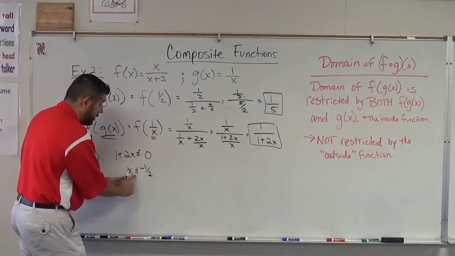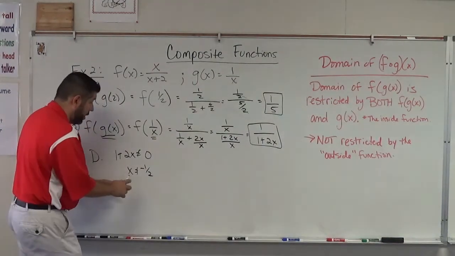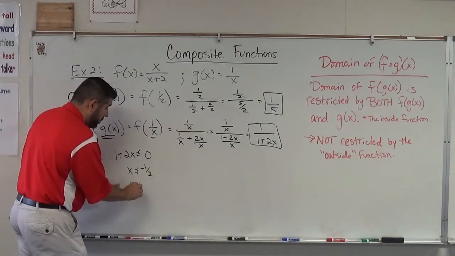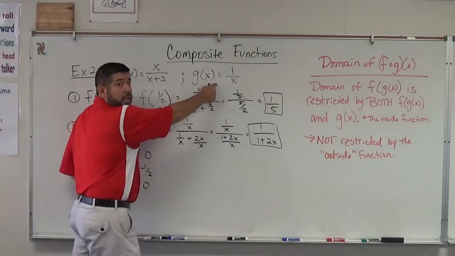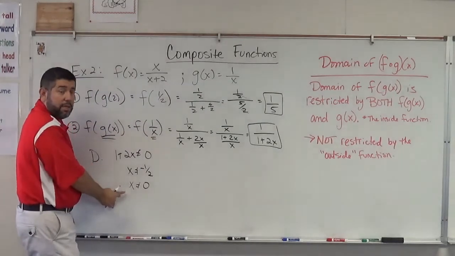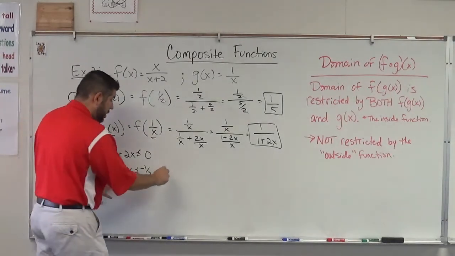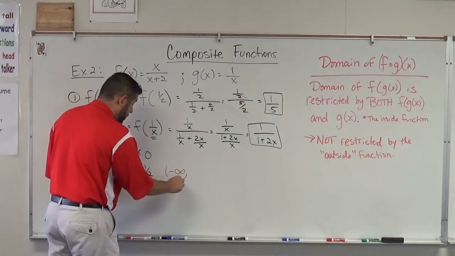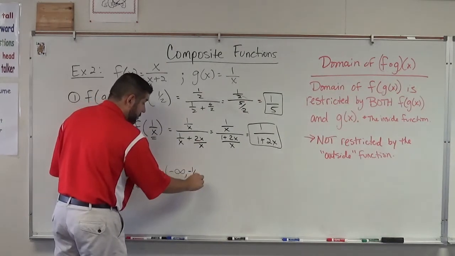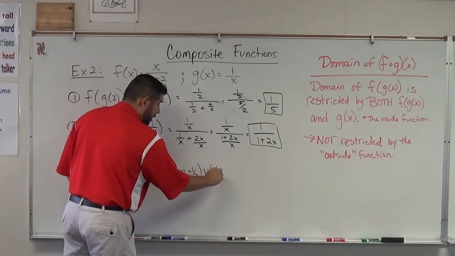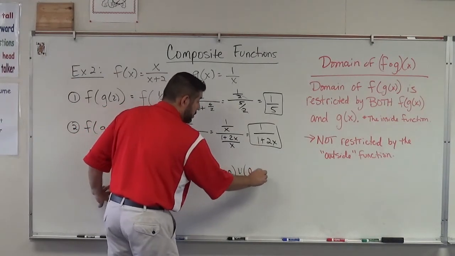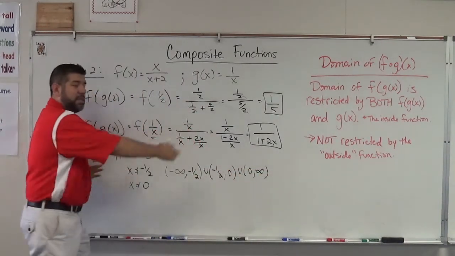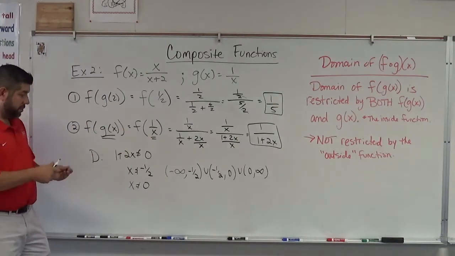So not only is x not going to be equal to negative 1/2, but x is also not going to be equal to 0. Again, because g had that restriction. Now, if I wanted to write this in interval notation, that would look like this: negative infinity to negative 1/2, then negative 1/2 to 0, then 0 to infinity, right?